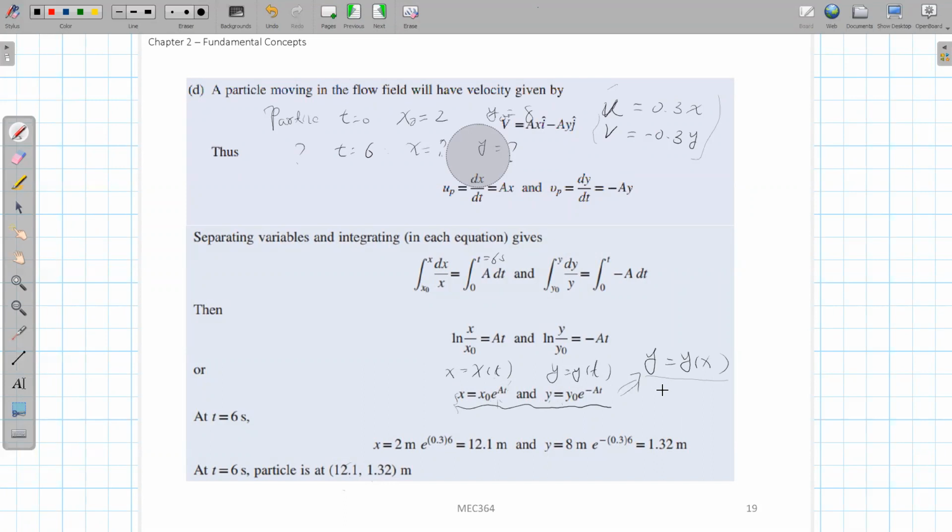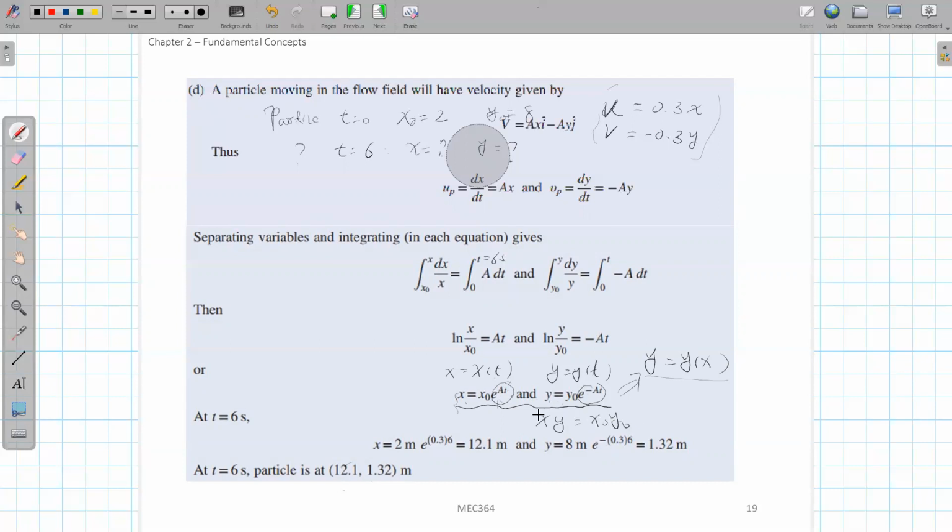Okay, and it's very simple. Because this is a time term and this is a time term, if you use x times y, what will this term be? It will just cancel out because they are reciprocals. So what you get is xy equals x0 y0. This is the result you get.